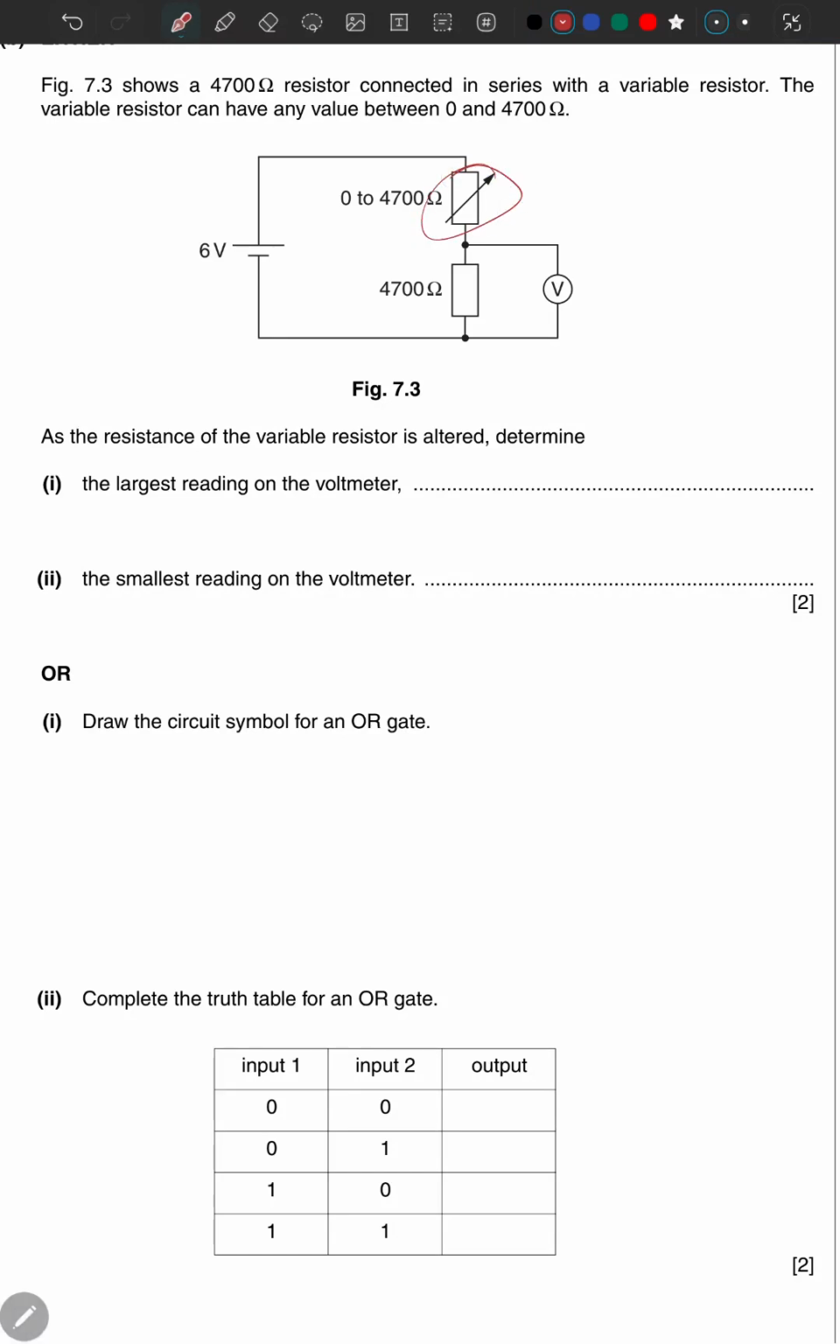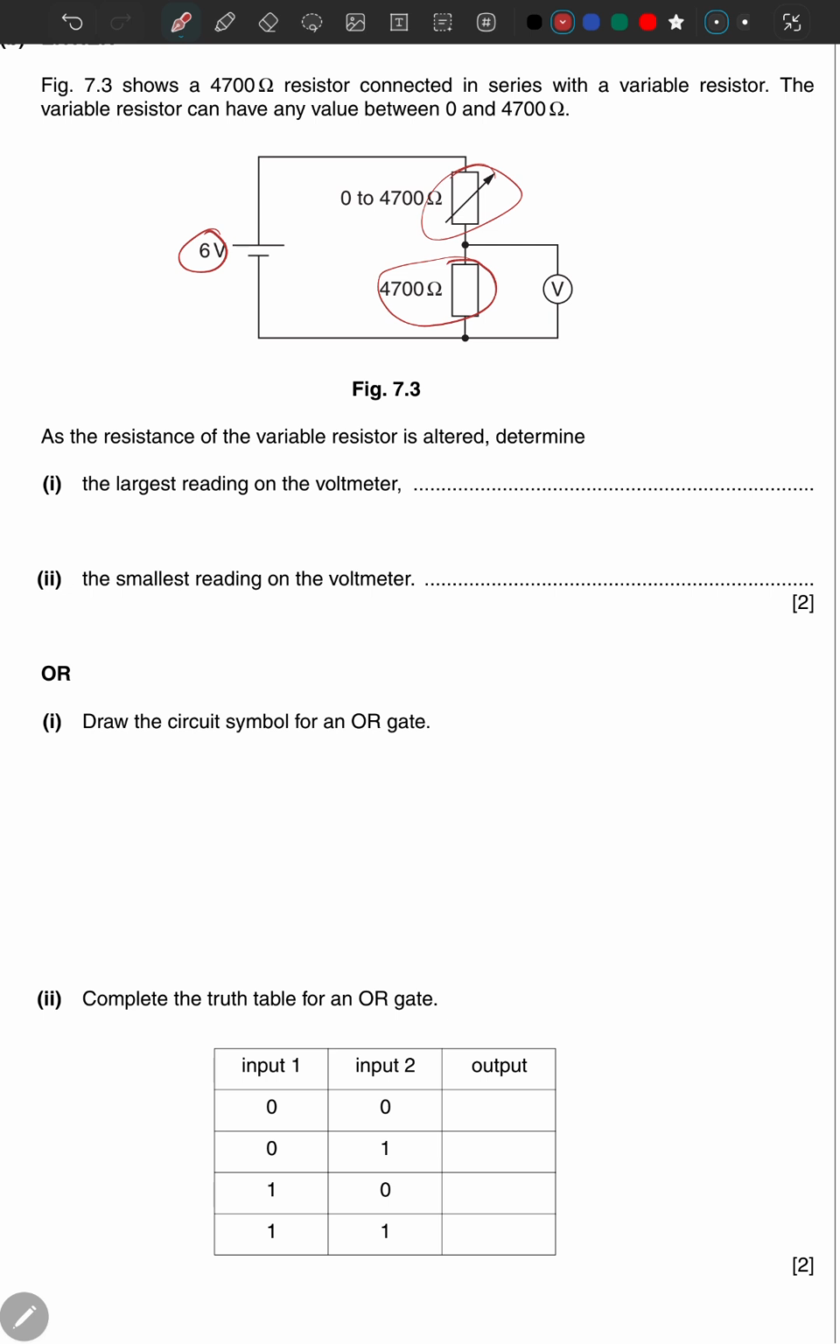This is our variable resistor, and this is another resistor attached in series with the variable resistor. So we have the supply here of 6 volts, and we've got a voltmeter which is connected across this resistor. As the resistance of the variable resistor is altered, meaning it is changed, whether increased or decreased, determine the largest reading on the voltmeter.